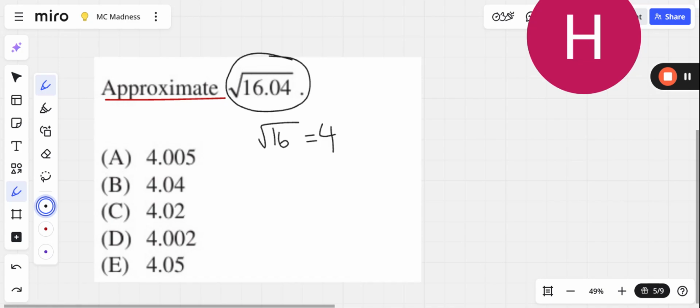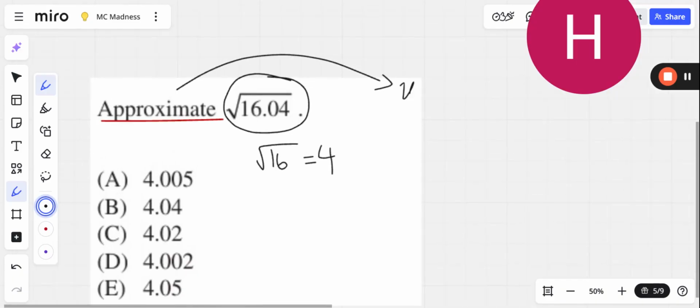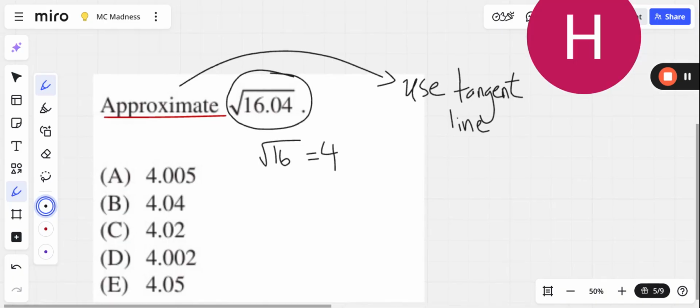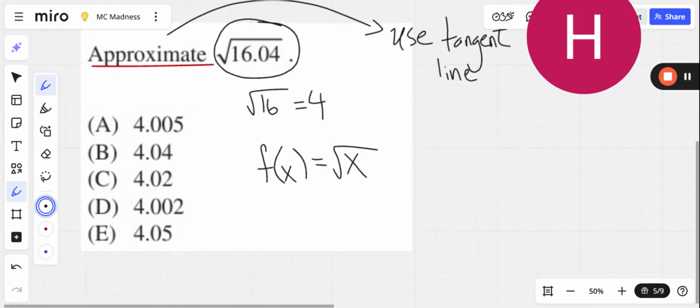So what we have to do when we approximate is, this is sort of code word for you to use the tangent line. And you also have to figure something out here. You have to figure out what function we're working with. Based on the structure of what you're approximating, that's the square root of 16.04, it's pretty clear that we're using the square root function and then we're plugging in numbers. Plugging in 16 is really nice. Plugging in 16.04 is not so nice.